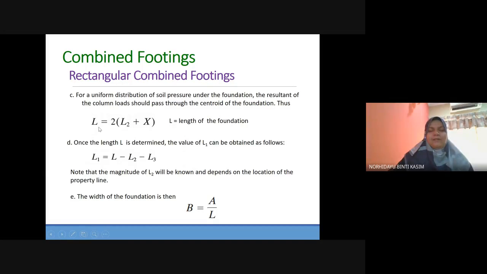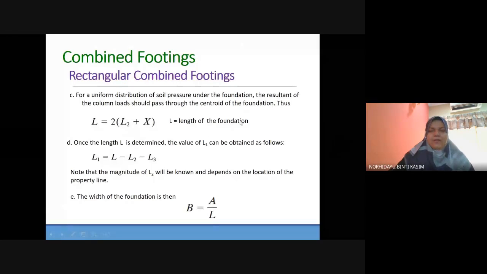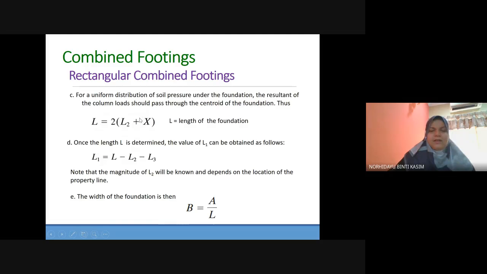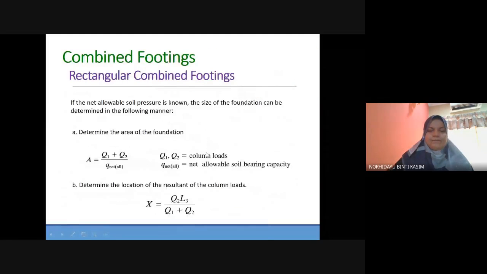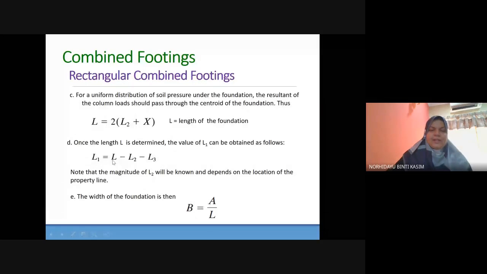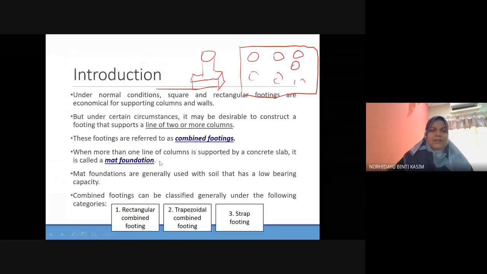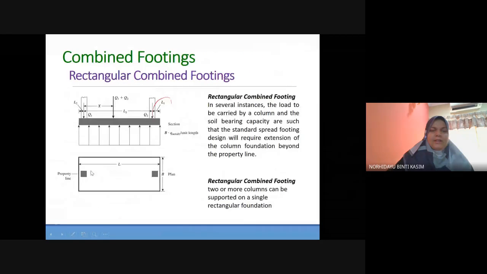And then to calculate L, L is the length of the foundation. So this is the equation. And then to calculate L1, where is L1? L1 is here. To calculate L1, this is the equation: L, the length of the foundation, minus L2 minus L3.